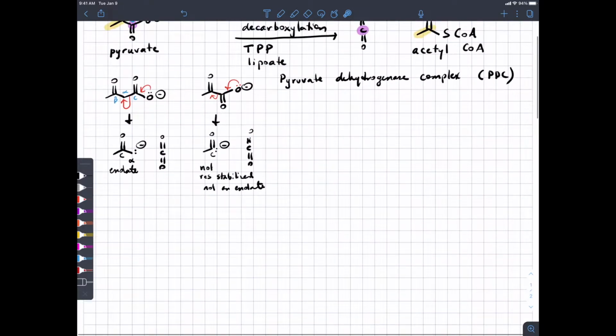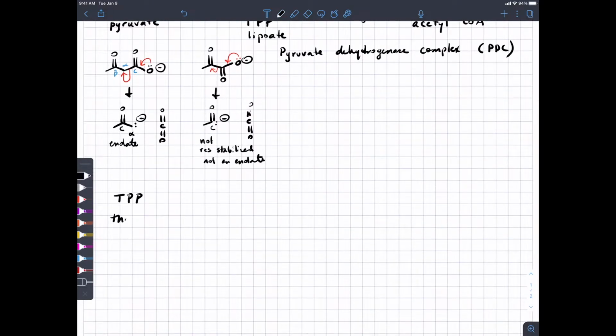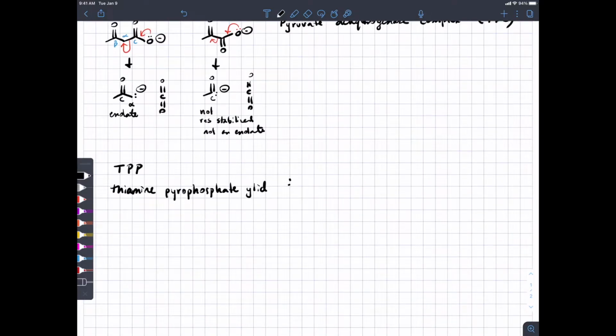So let me just show you the players. TPP stands for thiamine pyrophosphate ylide. You've heard pyrophosphate before. You've heard ylide before. An ylide is simply a molecule that has a positive and a negative charge on adjacent carbons. So here's the structure of the thiamine pyrophosphate ylide.